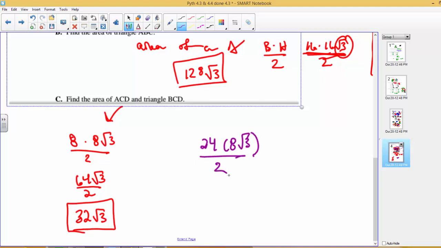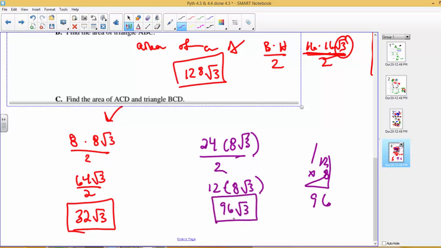Now, I would probably divide the 24 by 2 first. So this is 12 times 8 square root of 3. You might want to put that in parentheses. And 12 times 8, 8 times 2 is 16. And 8 times 1 is 8. Plus 1 is 9. So this is really 96 square root of 3. We're leaving the square root of 3 as the square root of 3 because as soon as you write a decimal, you have rounding error.